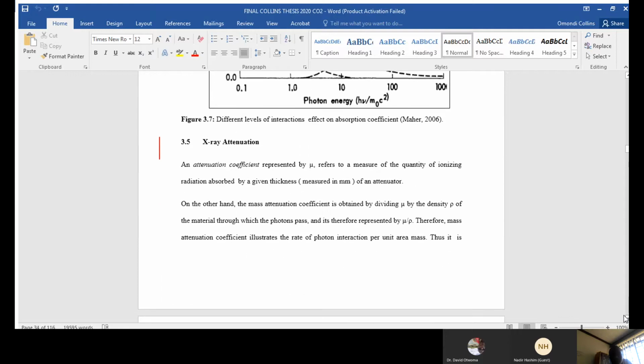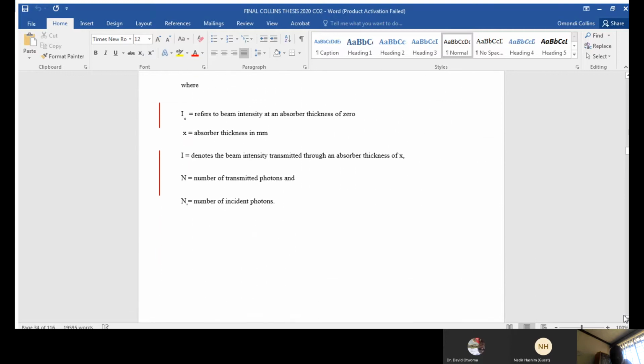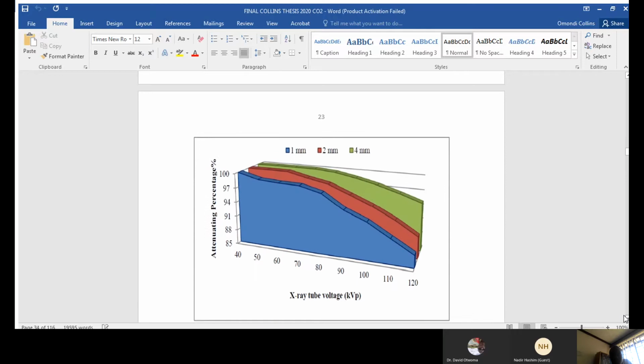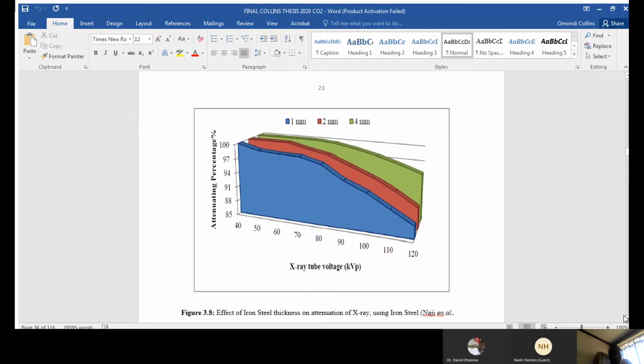So this is about attenuation. Also, there were some corrections. Then this is a new diagram of the same material, copper, aluminium, and tin. But in this case, now you're varying the voltage from 40 to 120. The effect, as you can see, is not as much in comparison to the other one.